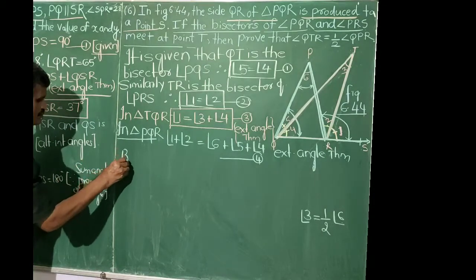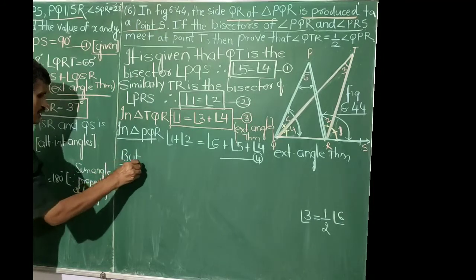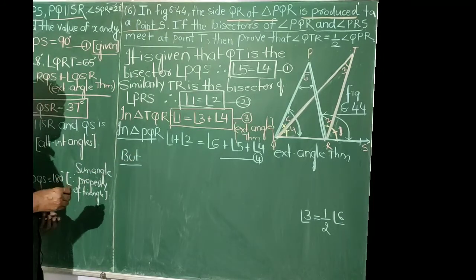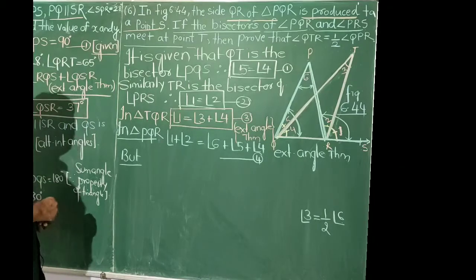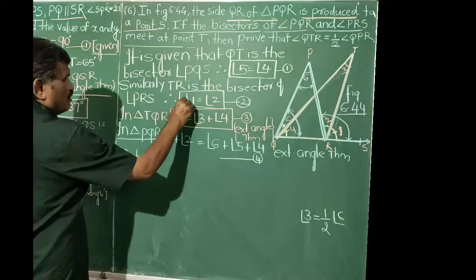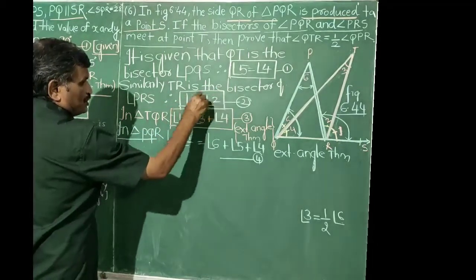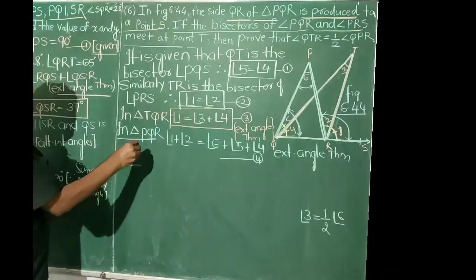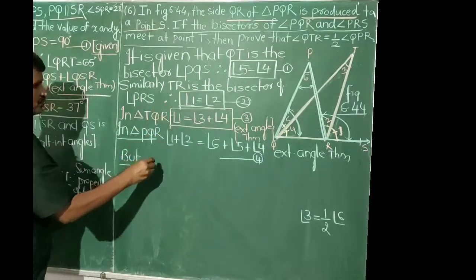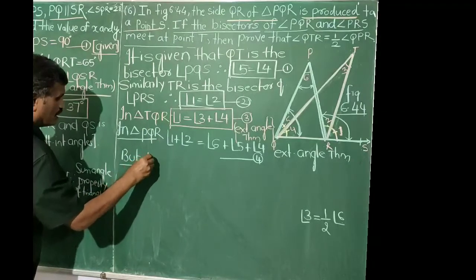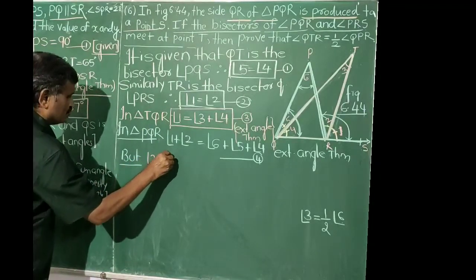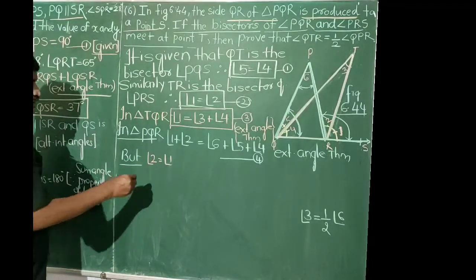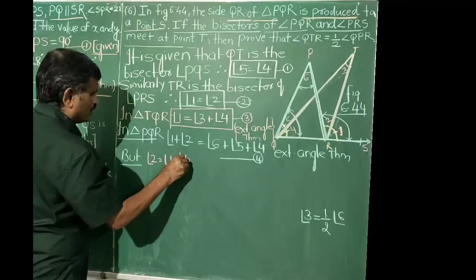But this is very important, children. But what is that but I am going to write? Angle 1 equal to angle 2. Wherever angle 1 is there, wherever angle 2 is there, I can substitute. But angle 2 equal to angle 1 and angle 5 equal to angle 4.